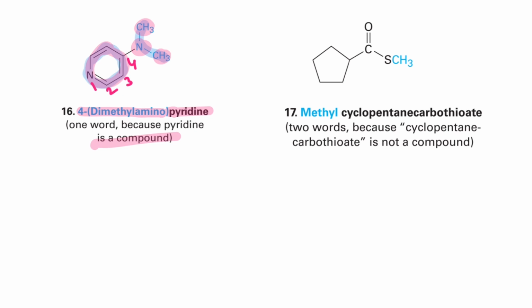Next we have a thioester, and this is a cyclic group that is called cyclopentane. Thioester is not a compound as a salt type compound. That's why we say this methyl group is first: methyl cyclopentanecarbothioate. Two-word name this is.